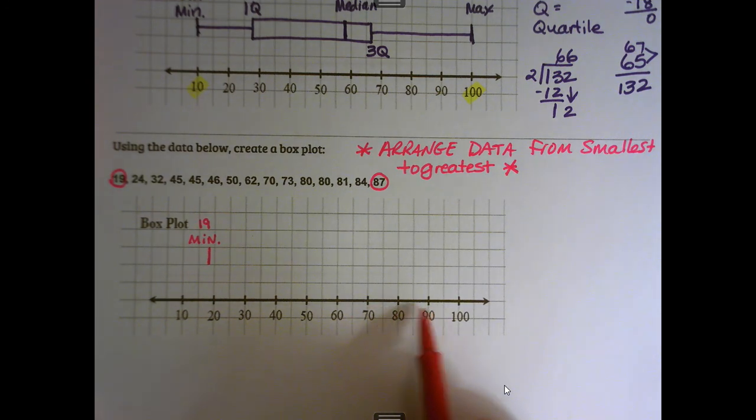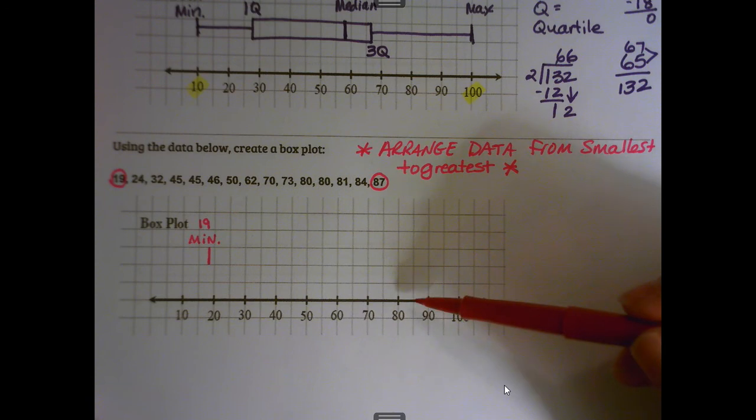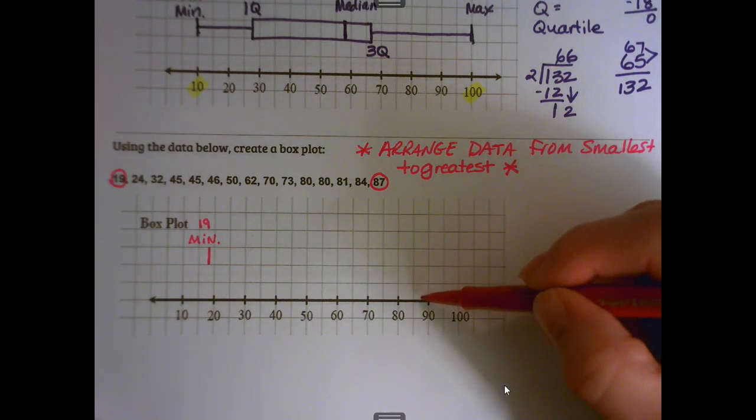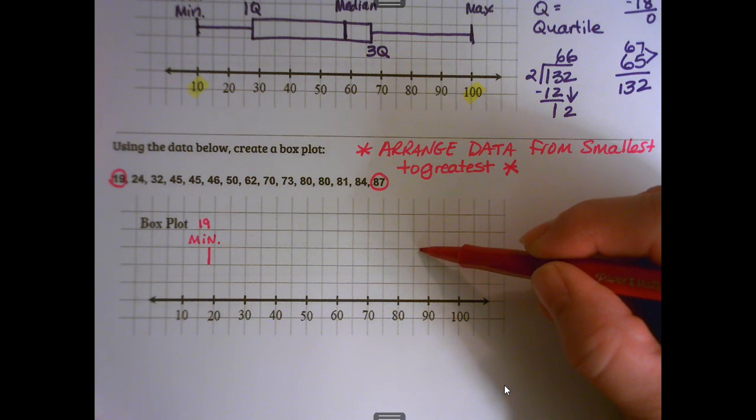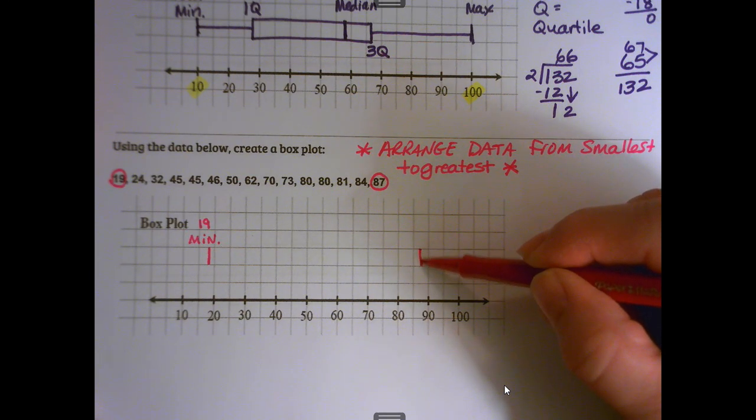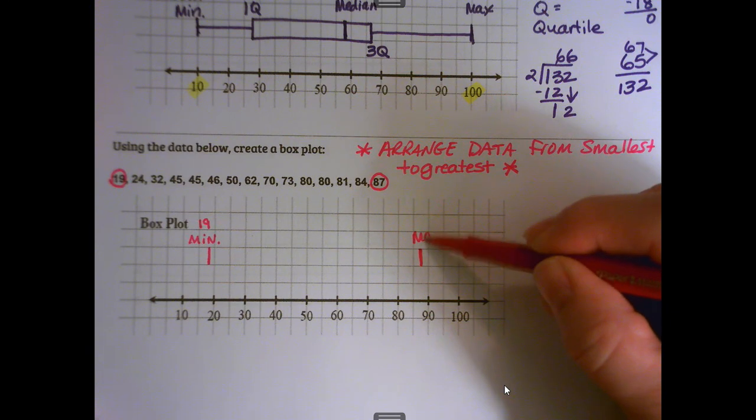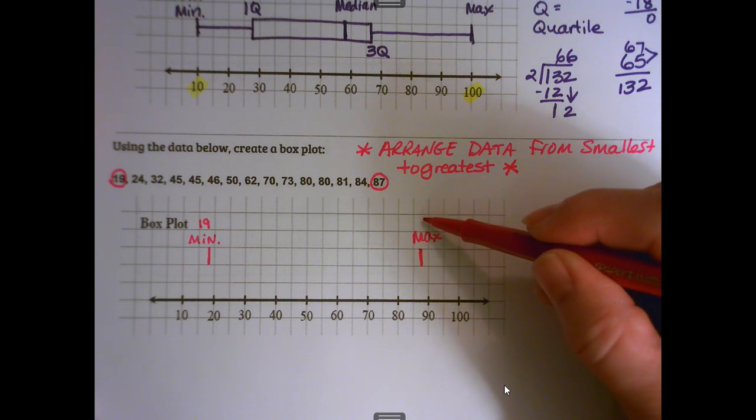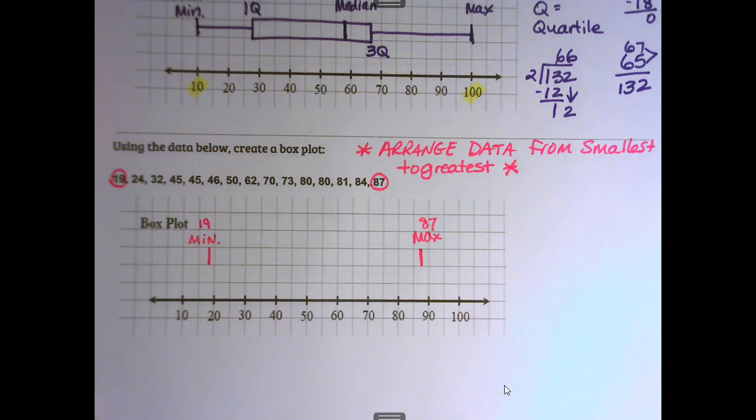Over here, our maximum, our greatest number, is 87. I'm going to take a look and see where I think that would go. And it is going to be bigger than this midpoint, which would be where 85 is. So I'm going to go up and estimate where I think the maximum would be. Maximum, and that would be 87.